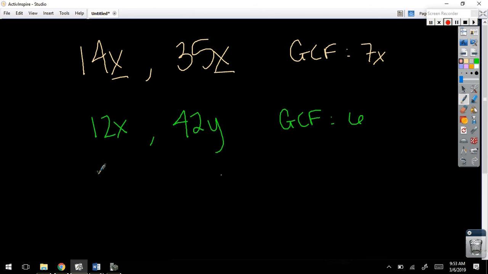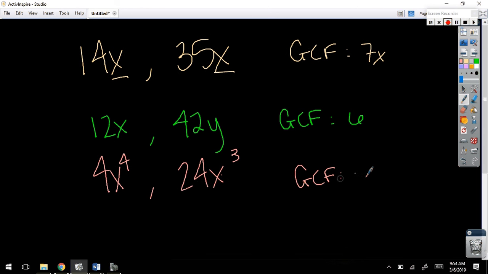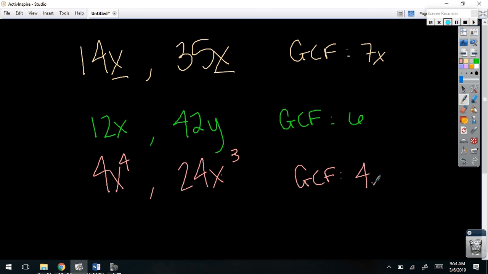How about this? We're gonna make the connection in just a second. What's the GCF? 4. I heard X, even bigger. 4x to the what power? How many X's does the first one have? 4. How many X's does the second one have? What's the biggest number they have in common?